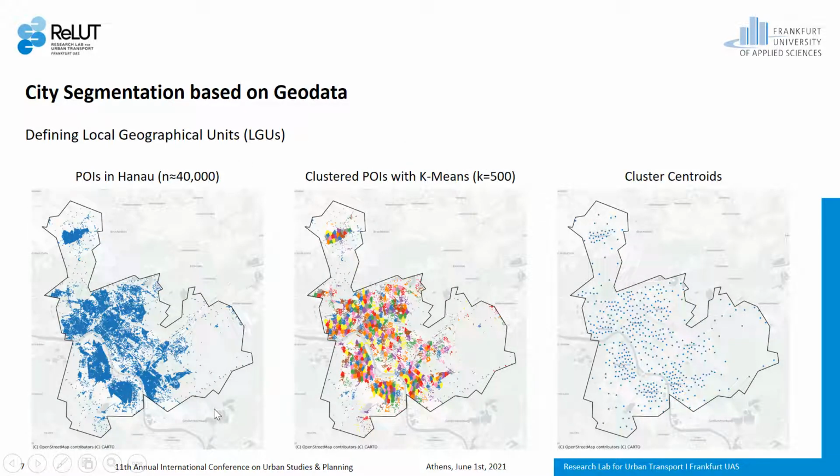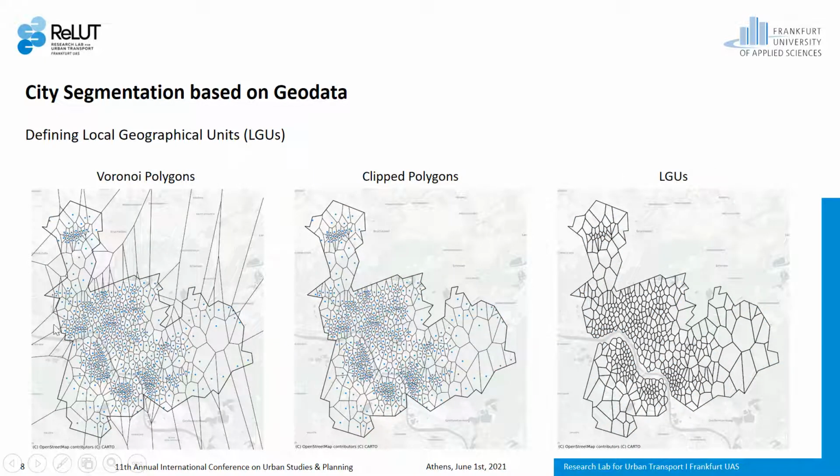Well, the first step after collecting POIs is dividing the city into smaller units, or in other words, defining LGUs. To do this, we cluster the POIs into 500 groups based only on their locations, that is, their longitude and latitude. Then we define the cluster centroids. After that, we generate Voronoi polygons and clip them to the boundary of Hanau city. The remaining polygons are our LGUs.